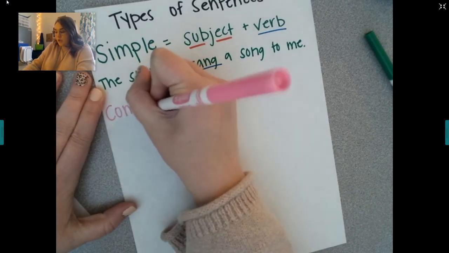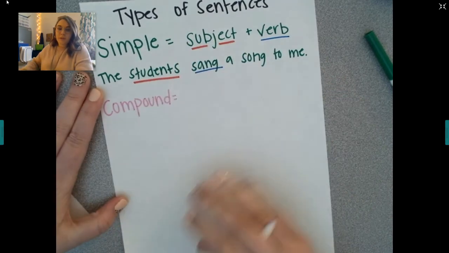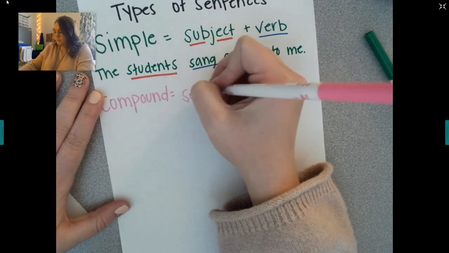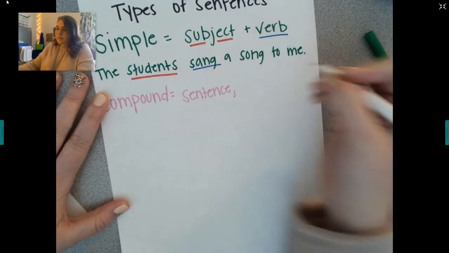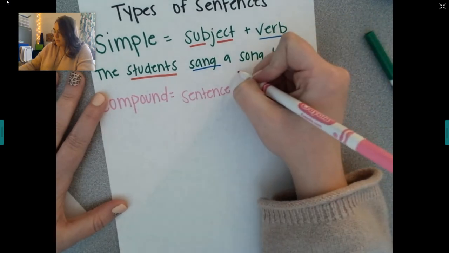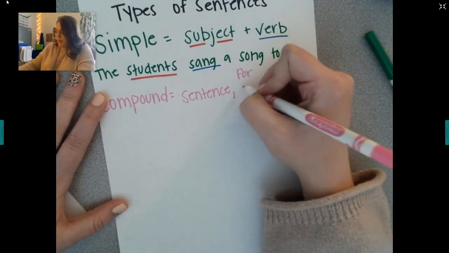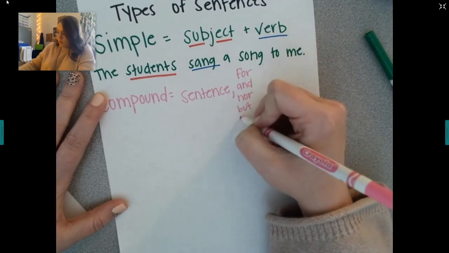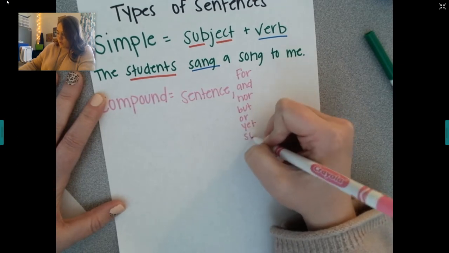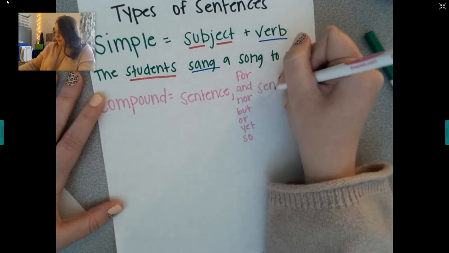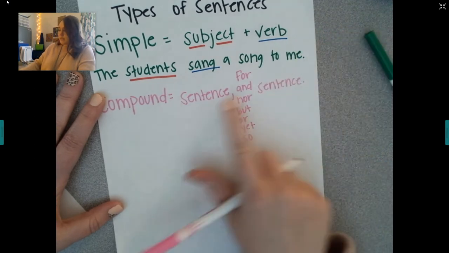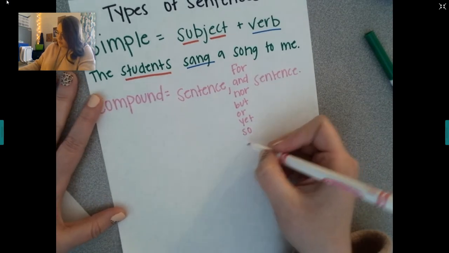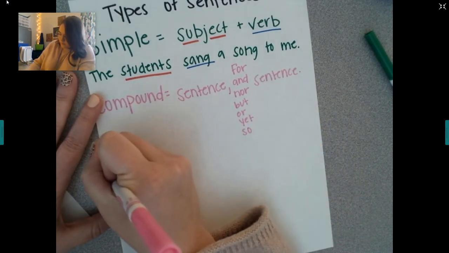compound. This one you should be very familiar with because we've done it so much. This is when you have a sentence and then you have a comma. Sometimes you have a comma, sometimes you don't. But for our cases, we're going to say a comma. And then you have a fanboy: for, and, nor, but, or, yet, so. And then you have another sentence. So these sentences are simple sentences. So let me show you an example. And I'm going to put it down here so we have some room.